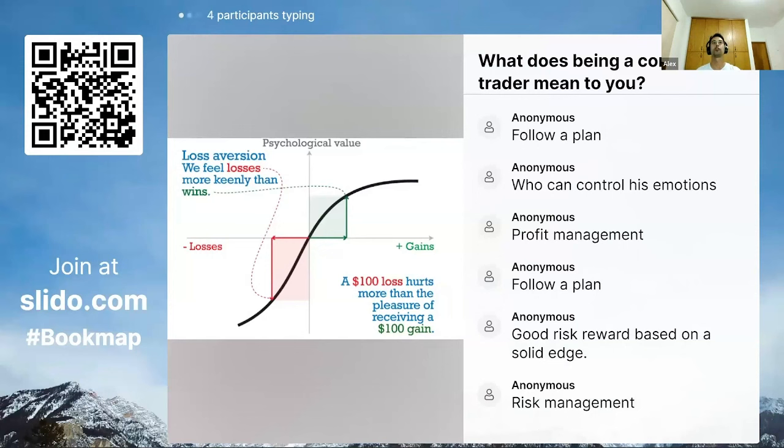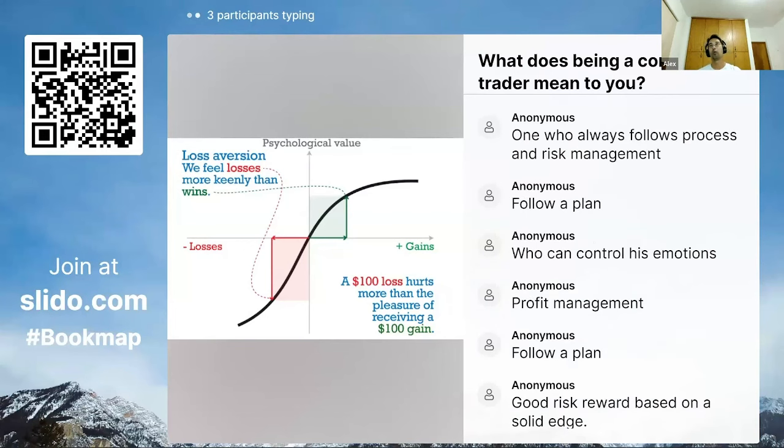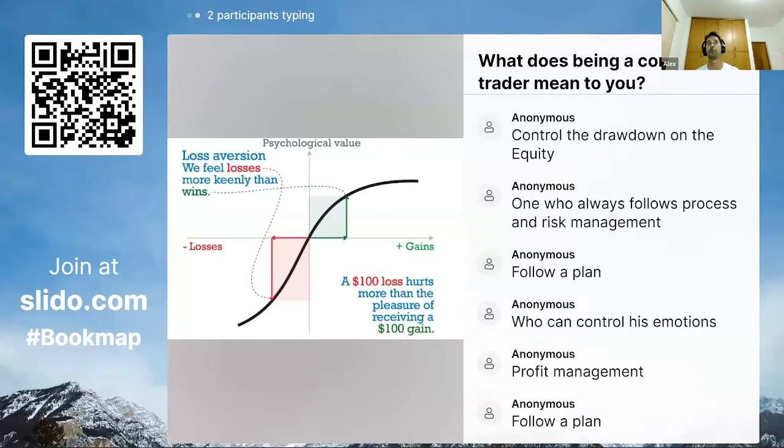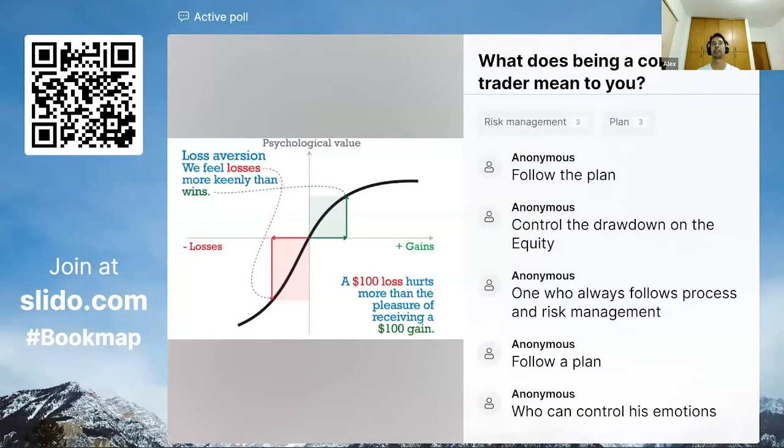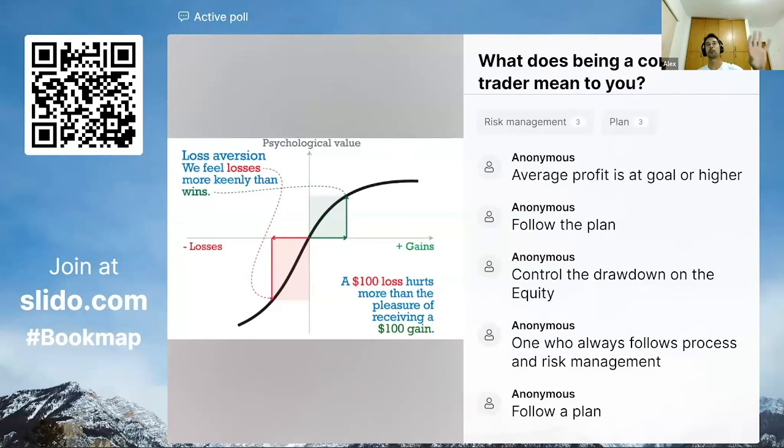So profit management: who can control their emotions? All of these aspects are about consistently following your plan, being process orientated, and not being hijacked by the P&L. Before we put traders live after our career program, traders on our 12-month blueprint coaching program have to have this powerful learning system in place. We've got quite a few people saying follow the plan, control the drawdown. So most of the responses here are about plans and consistent risk management.